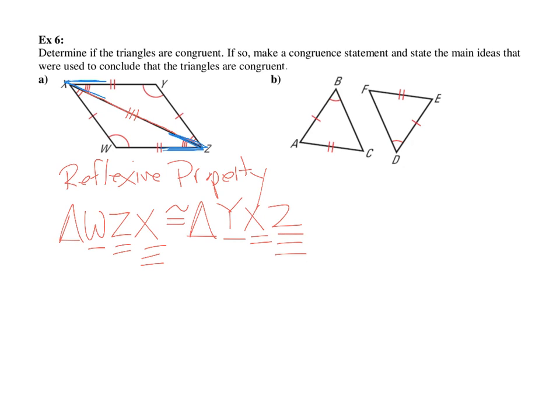Okay? For part B, let's see what we have here. I know that I have two pairs of sides congruent, and one pair of angles congruent, and there's no other information here to indicate that they are congruent. I can't say that they're not congruent, I just don't have enough information. So your answer can be not enough information.